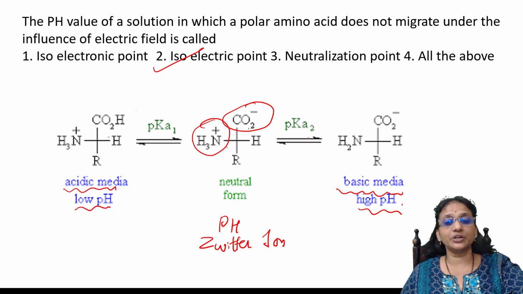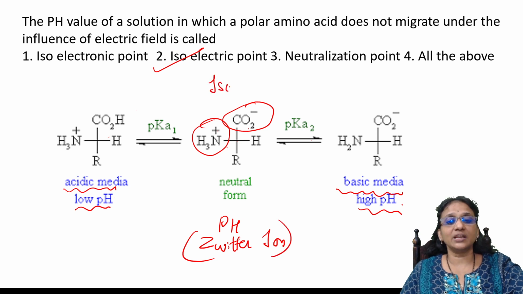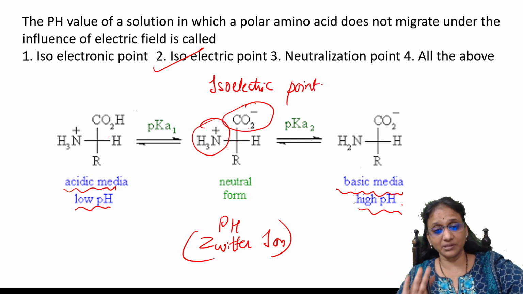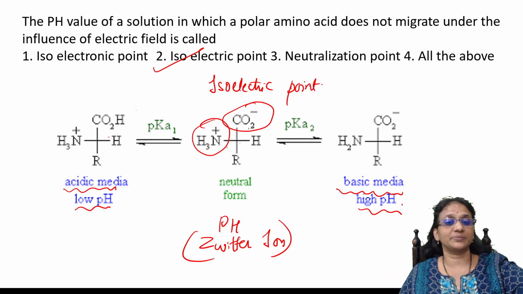So what is this point called? This point is called the isoelectric point. So this Zwitter ion formation happens at the isoelectric point, where it will not go to any of the electrodes. It's stable there only. It is neutral. Its Zwitter ion is the neutral form. It will not go to any of the electrodes.